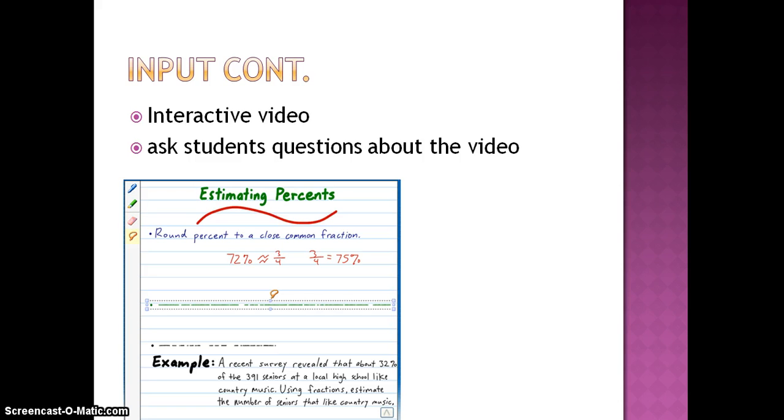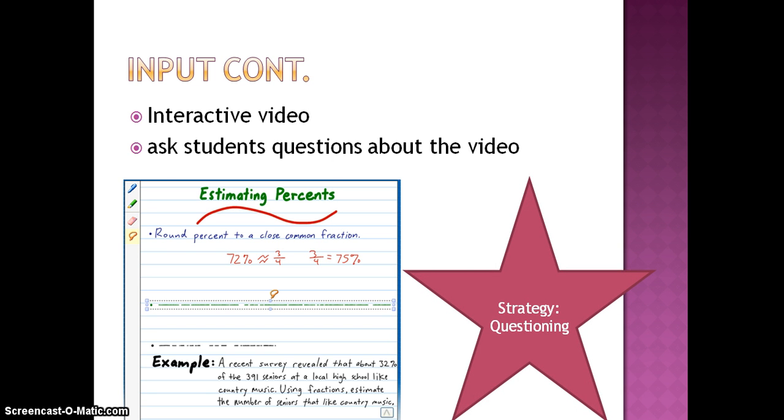I would then show another interactive video where it would reinforce the same concepts, and it would also show some information about estimating percents. Again, I would provide cueing and use questioning after the video to make sure that the students understand the concepts.